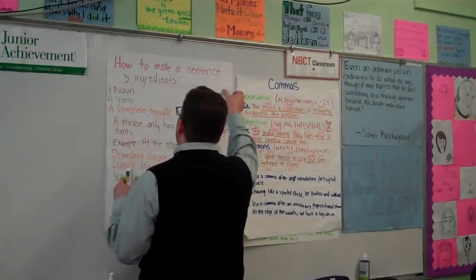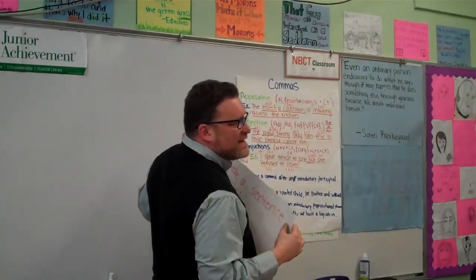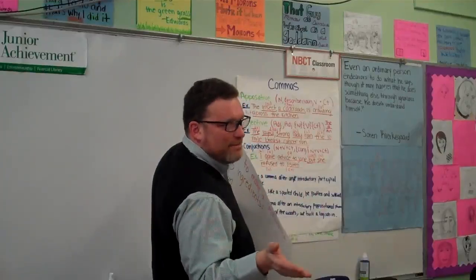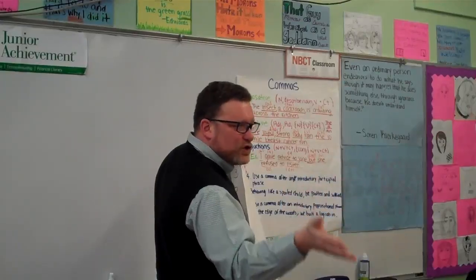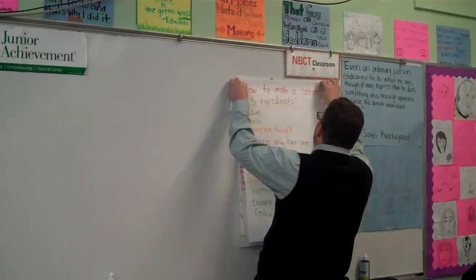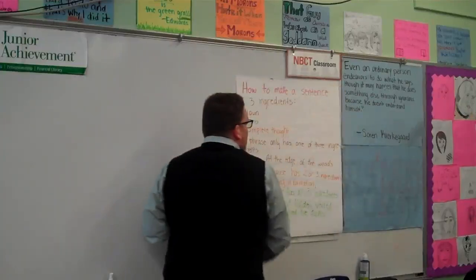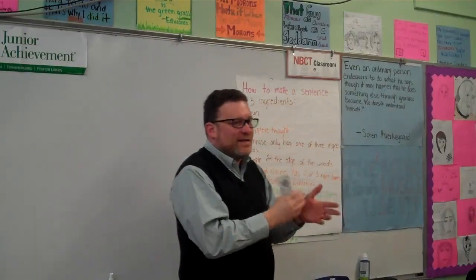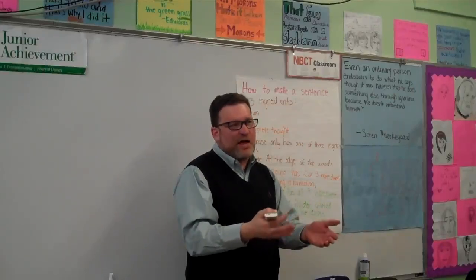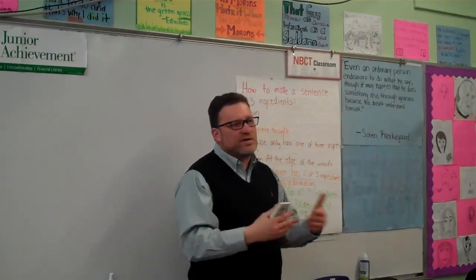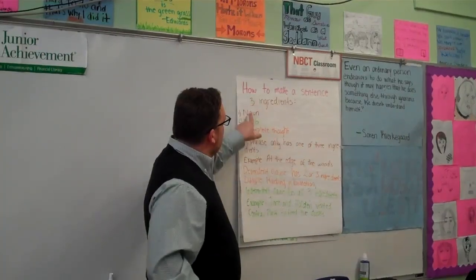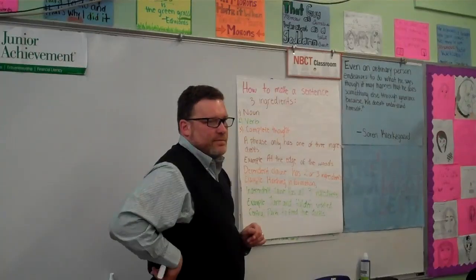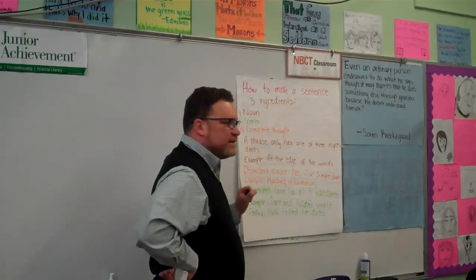But here's the missing link. Just like making a cake, you need flour, eggs, sugar, and if you're lucky, you get some frosting. So making a sentence in this context is like making a cake. We've got some flour, we've got some eggs, we're missing the sugar, and this is how you build a sentence. The very first thing you do is you have to know what makes a sentence. What makes a sentence are the three ingredients: noun, verb, complete thought.